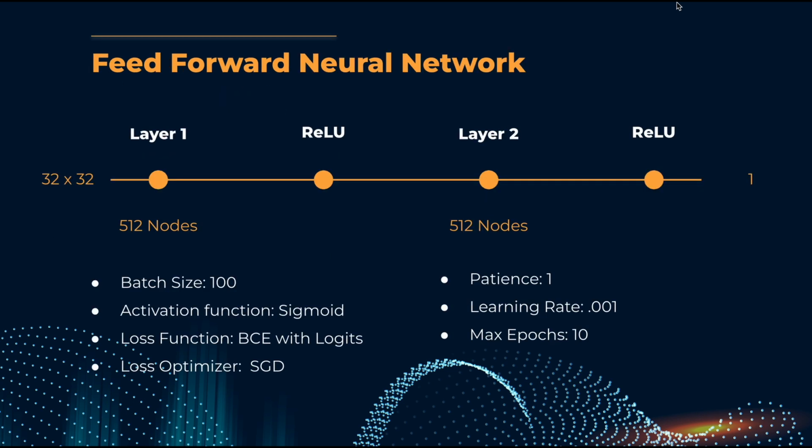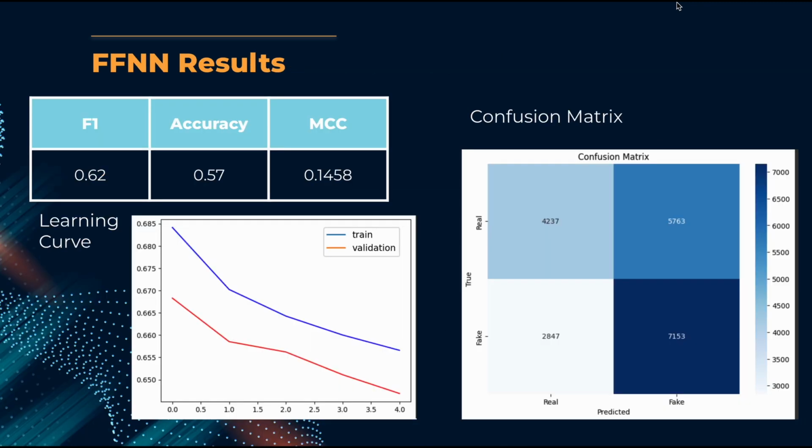So for this specific model, we used 4 layers. We used ReLU and sigmoid as our activation functions, and we used the loss function BCE with logits. We also optimized our model with SGD. We had a learning rate of 0.01 and patience 1. We ran this over 10 epochs, and these are the results that we got.